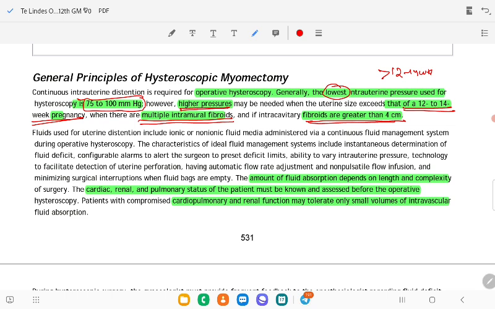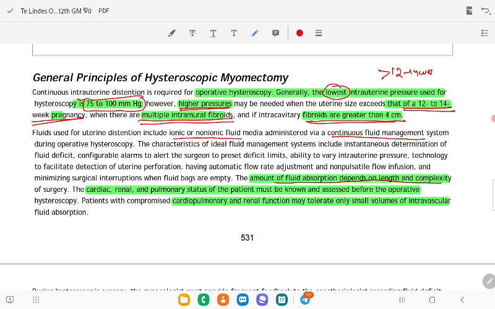Another thing is the fluid used for uterine distension, ionic or non-ionic, by a continuous fluid management system during operative hysteroscopy. The characteristics of ideal fluid management include instant determination of fluid deficit. You should be alert that the fluid deficit should not increase. The amount of fluid absorption depends on the length, complexity and duration of the surgery, and the complexity of the tumors.